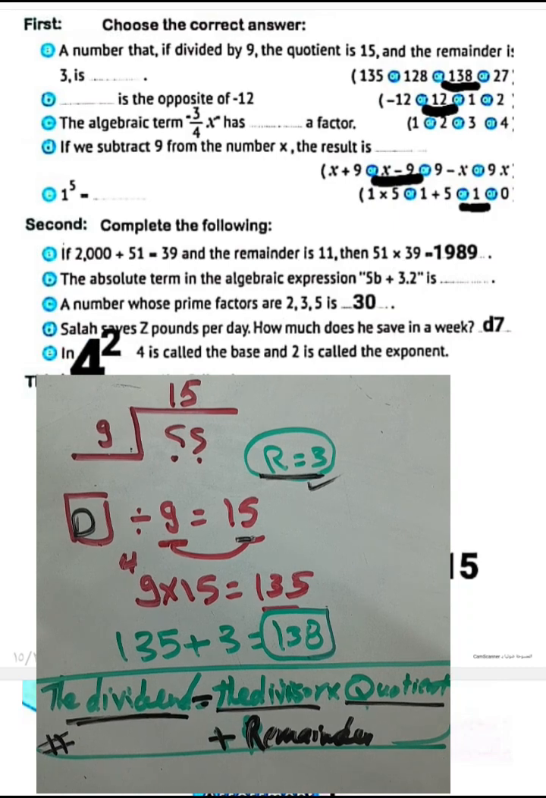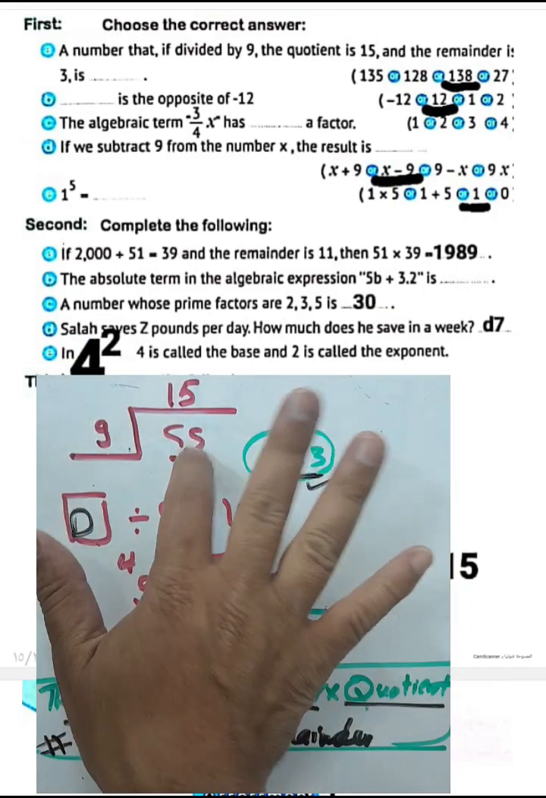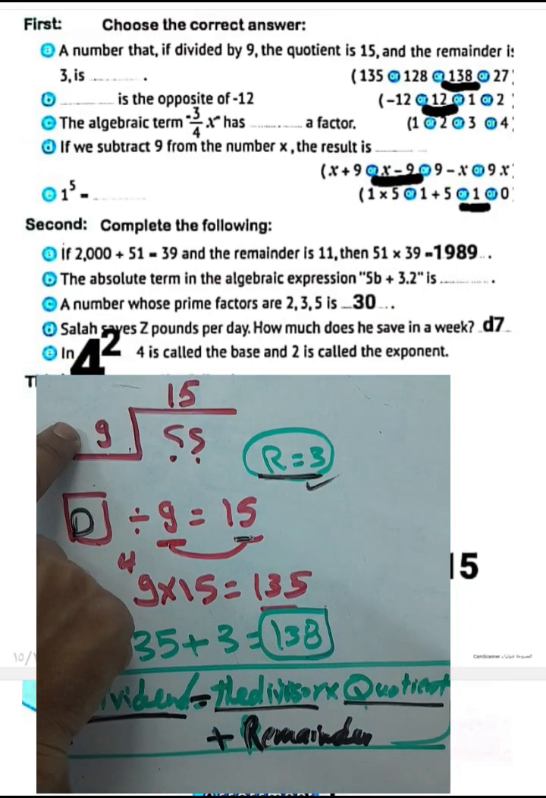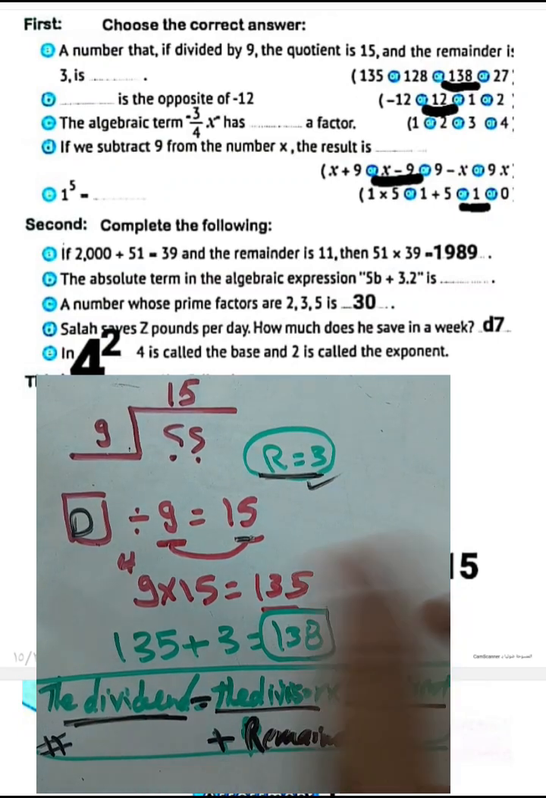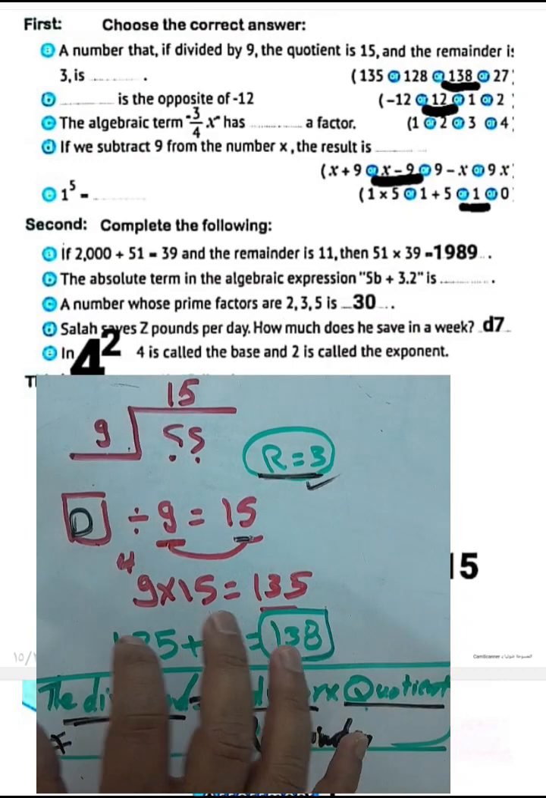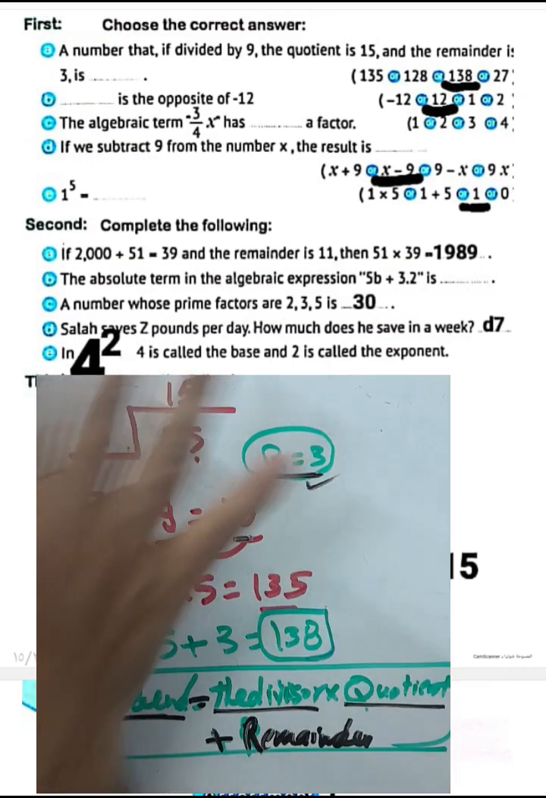Okay, understood? If he cancels the remainder, you can find the dividend in one step by multiplication of 9 and 15, divisor and the quotient. But in this example we have the remainder. You must add the remainder to the result of multiplication of divisor and the quotient.